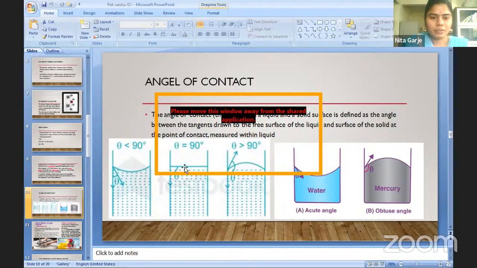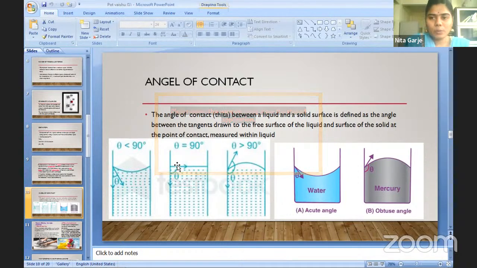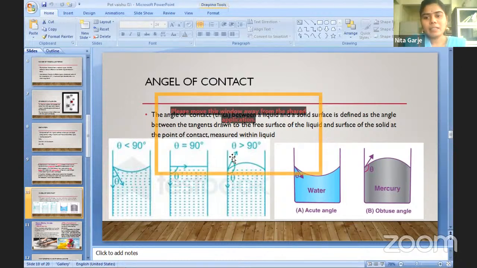When the angle of contact is less than 90 degrees, we have seen the concave nature. When the angle of contact is equal to 90 degrees, we have seen the flat nature. And when it is greater than 90 degrees, we have seen the convex nature. So we have seen the different curves in water and mercury.